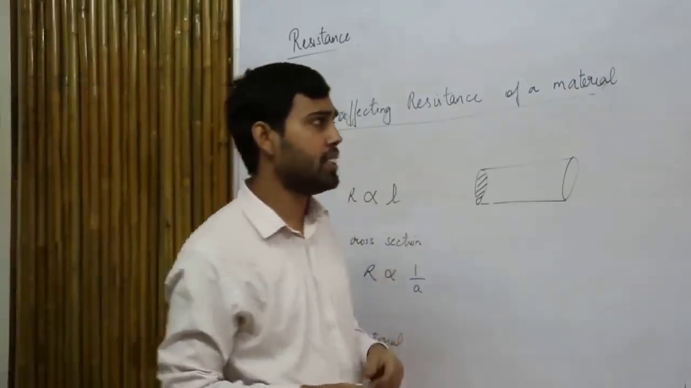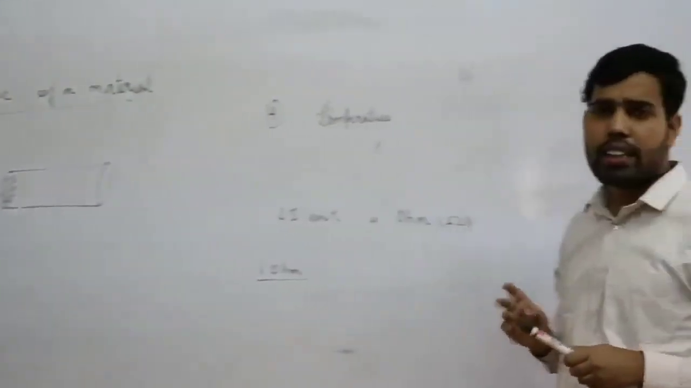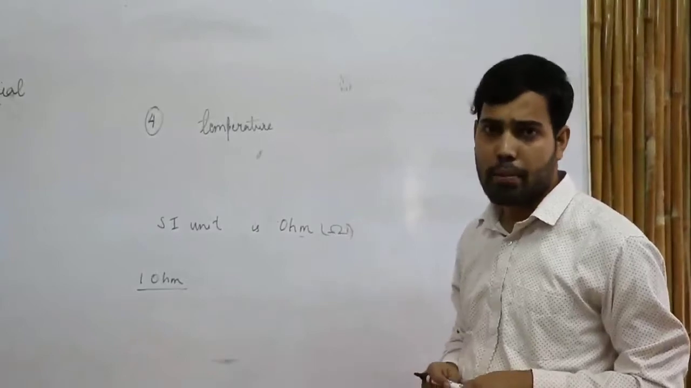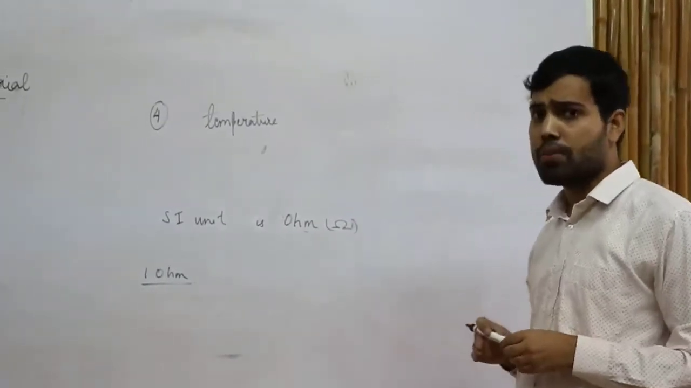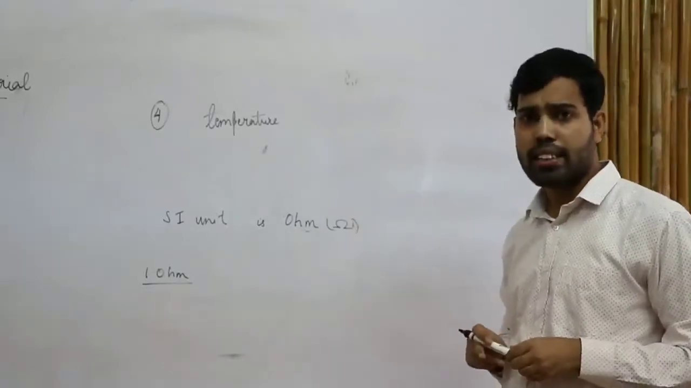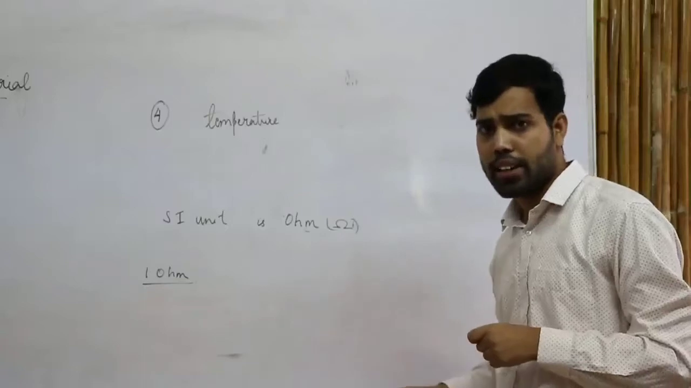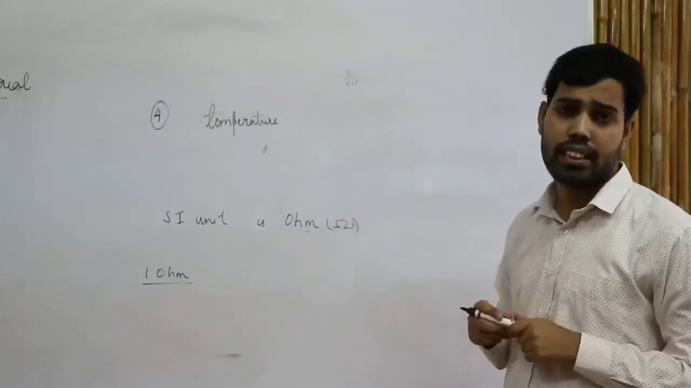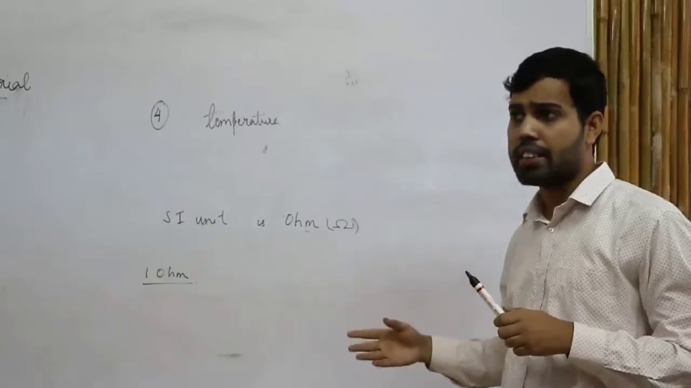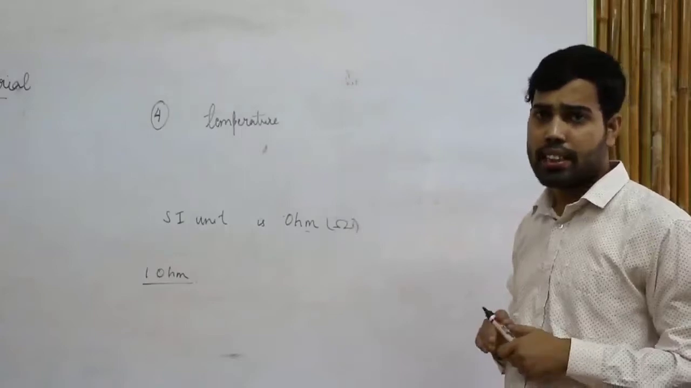Then I have temperature. Now it is said that resistance usually increases with the increase in temperature, but there are certain exceptions. Usually for most of the metals this is true. With the rise in temperature, the resistance increases. But for semiconducting diodes, this condition may not hold. Or for some alloys, this condition doesn't hold. That means for alloys, with the rise in temperature, the resistance will generally decrease.